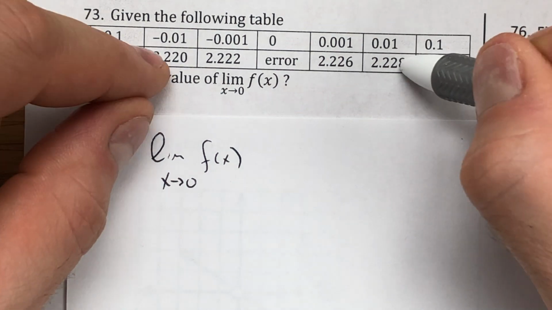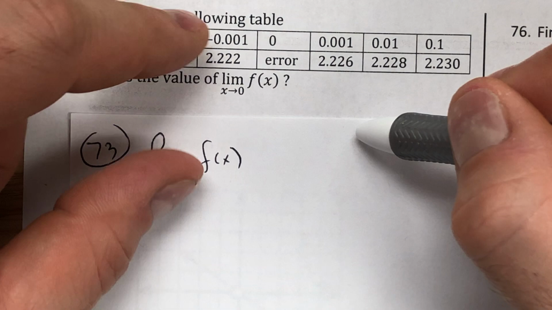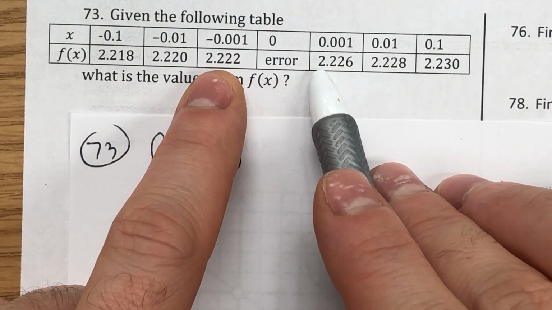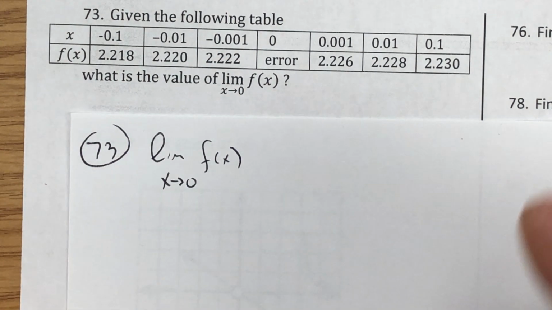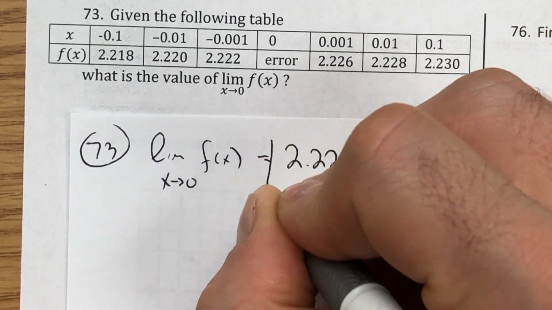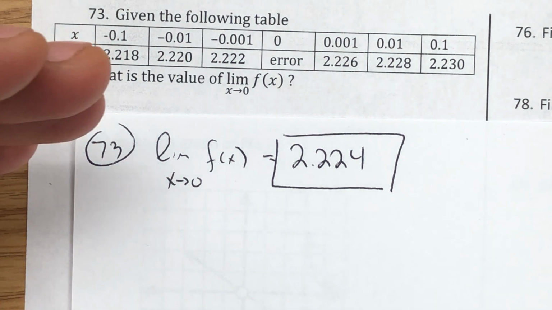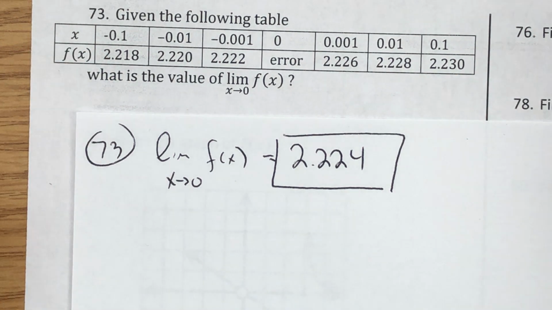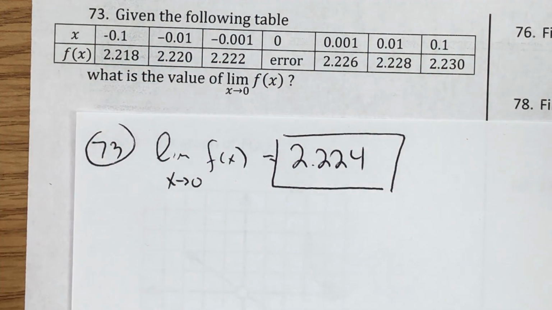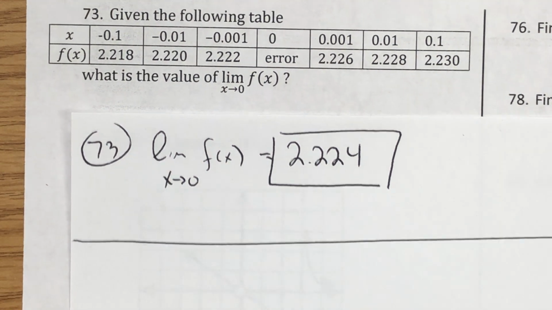Looks like it's pretty consistent as I go, which means that as I hit this, I should be directly in the middle. So directly in the middle of 0.222 and 0.226 is going to be 0.224. So we're going to say the limit is going to be 0.224. They're moving in the same direction towards the same number from both the left and the right at a consistent pace. So we're very safe to assume not only is it between these two, but it's exactly between these two. Cool. So that is number 73.